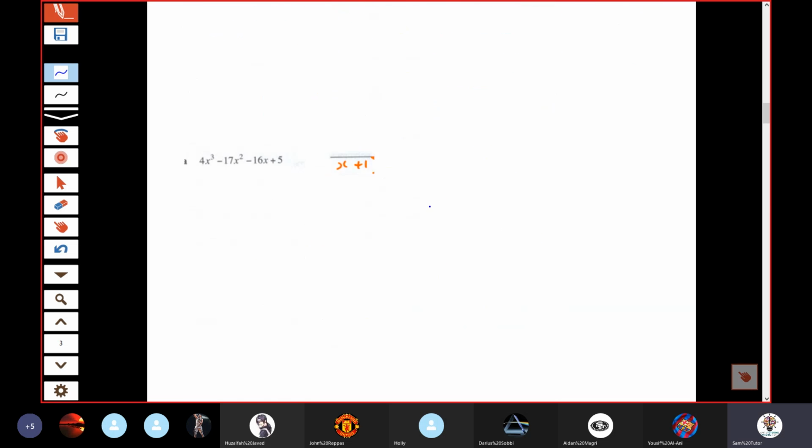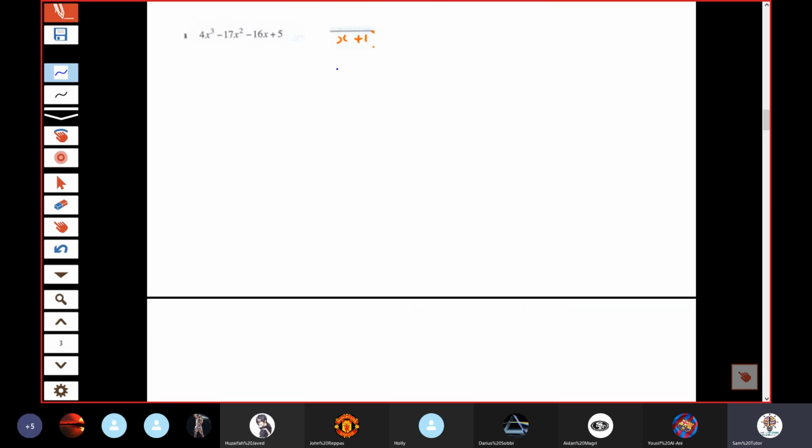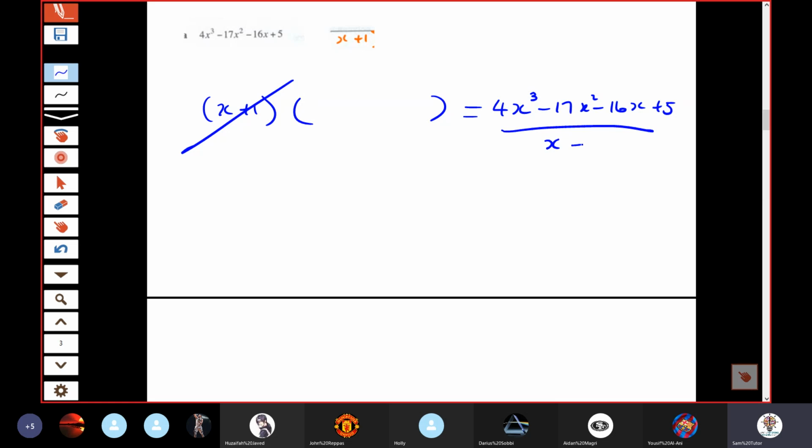So let's try it again. Let's try this one. X plus 1 times something needs to give me 4x cubed minus 17x squared minus 16x plus 5. Instead of doing the division, right? So instead of this, I'm doing it multiplied. Go. You guys can tell me what to write. 4x squared. 4x squared is good. Last one. 5.